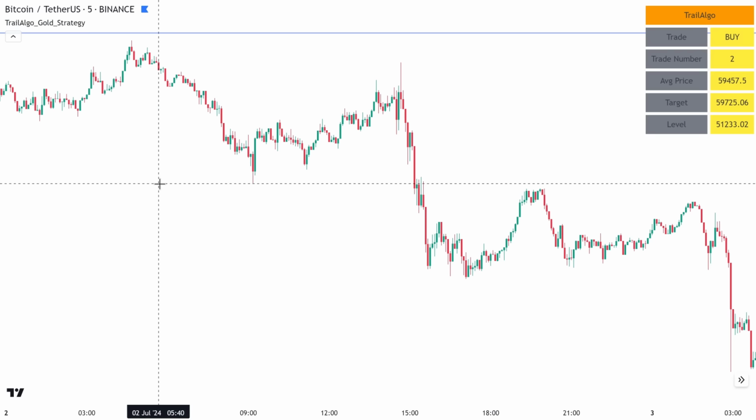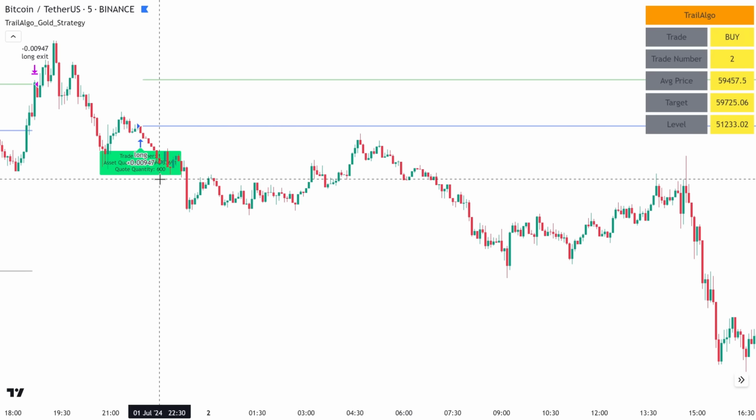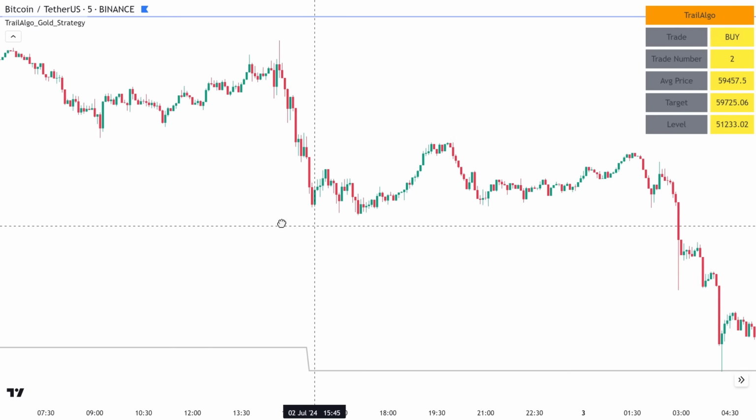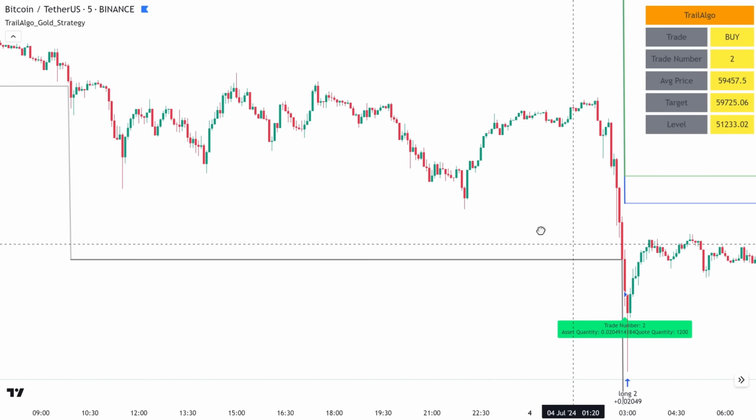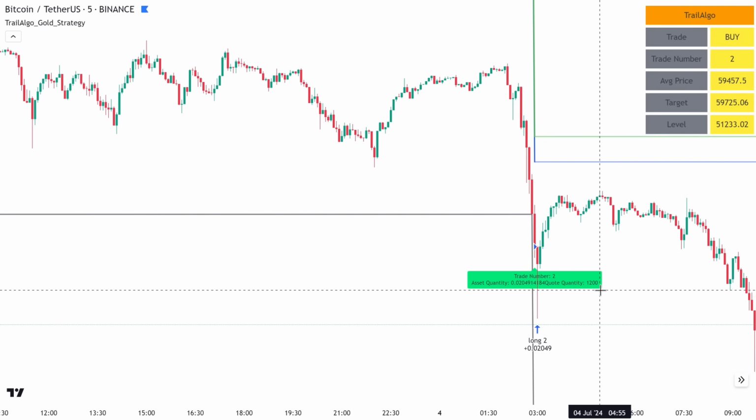For example, if your first trade is $600 and the market moves against you, your next trades would be $1,200, $3,600, and so on if more safety orders are used.